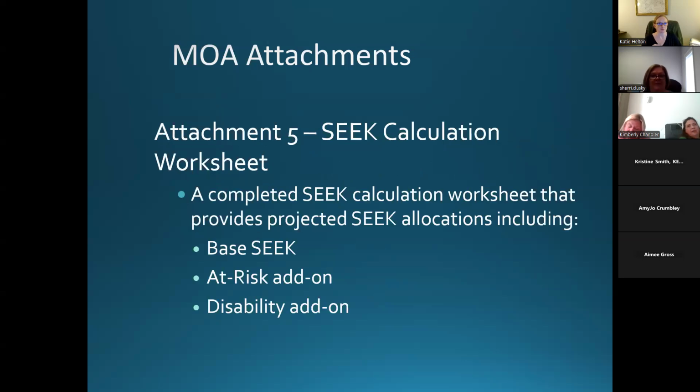Attachment 5 is your seat calculation. It's your worksheet. It's going to have your basic SEEK on there. It's going to have your at-risk add-ons and your disability add-ons. If you have any questions about this page, make sure to shoot Christine Smith an email or give her a call. She can help walk you through the numbers that you need on this page.